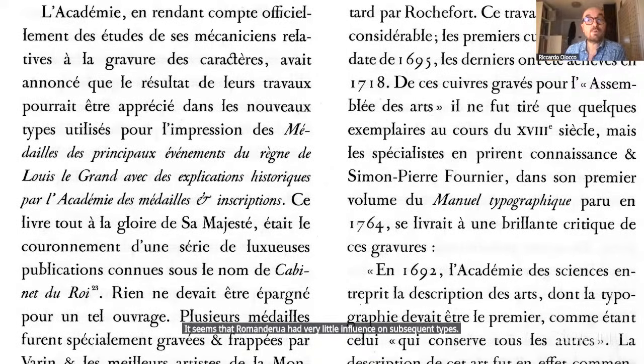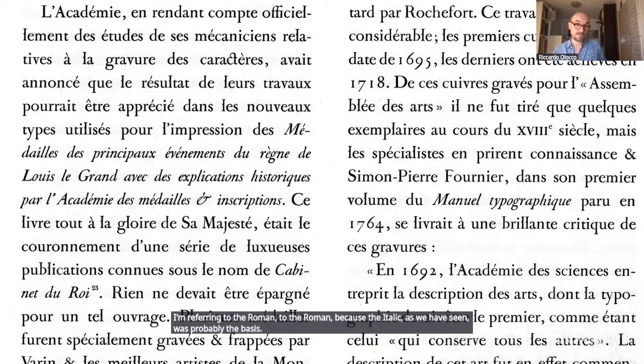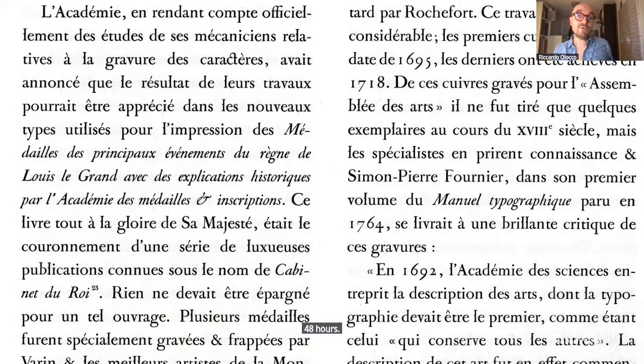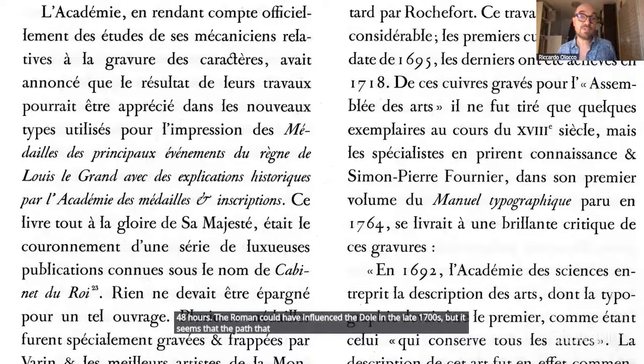I'm referring to the Roman, because the italic, as we have seen, was probably the basis for Fournier italics. The Roman could have influenced the Delaunay in the late 1700s, but it seems that the path that led other European printers to modern type had nothing to do with the Romain du Roi.